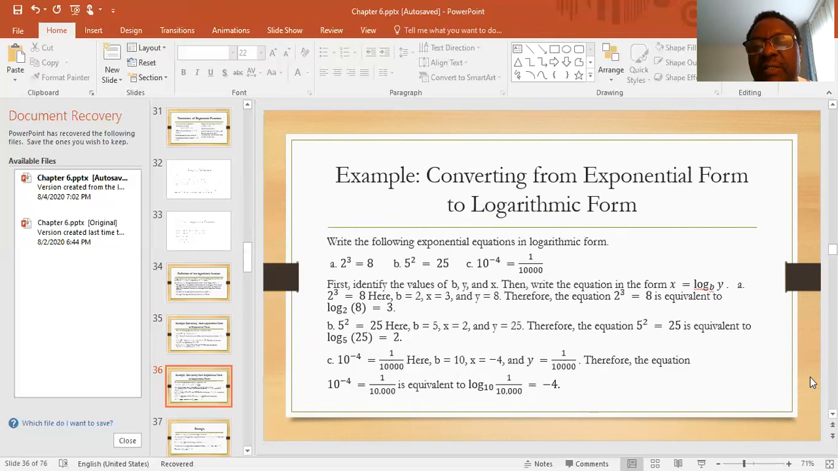When we say 10 raised to power minus 4 equals 1 over 10,000, we want to know what is the power of 10 that will give 1 over 10,000, and we will get minus 4. That is the question we answer when we are looking for the logarithm. Of course, in most cases, you will need your calculator when we don't have a perfect square or numbers that you can easily identify what power it is.